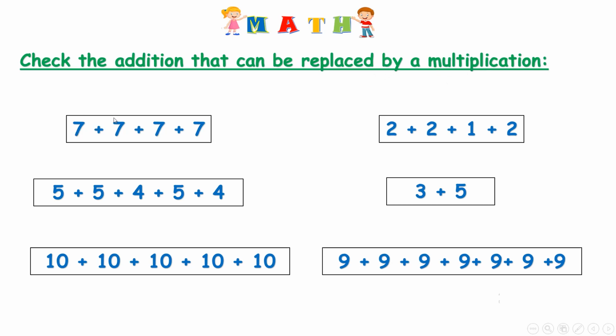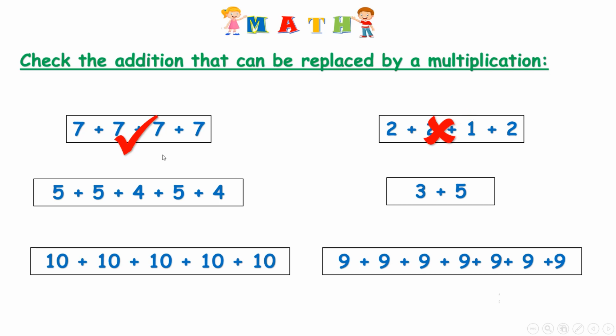I have 7 plus 7 plus 7 plus 7. Great. You see I have the number 7 that is repeated 4 times. So this one can be replaced by a multiplication equation. Great. Now the second equation in here, let's read. It's 2 plus 2 plus 1 plus 2. I have the number 2 repeated 3 times, but in here I have the 1. So it's not a complete repeated addition equation. We cannot replace this one by a multiplication.